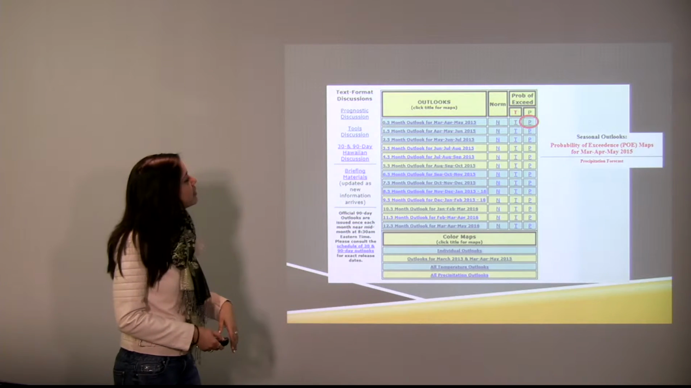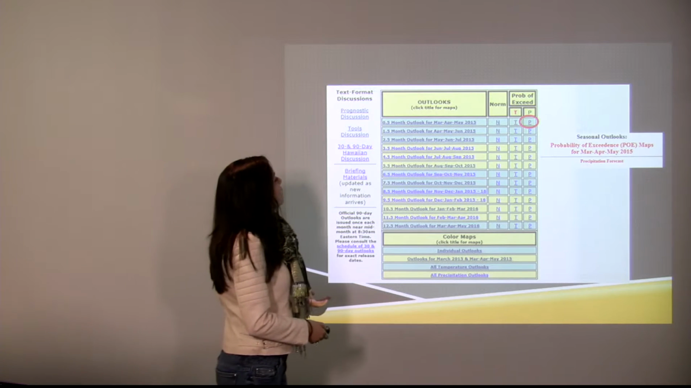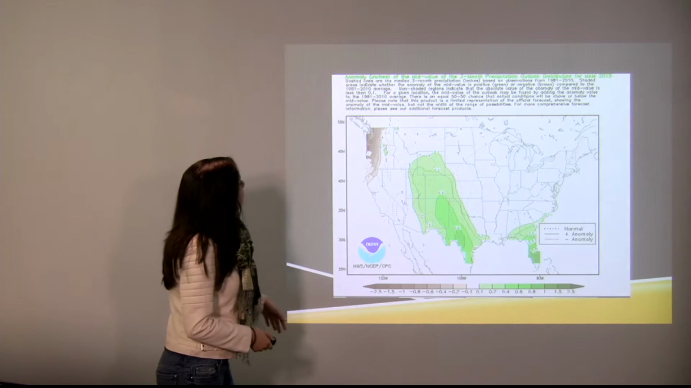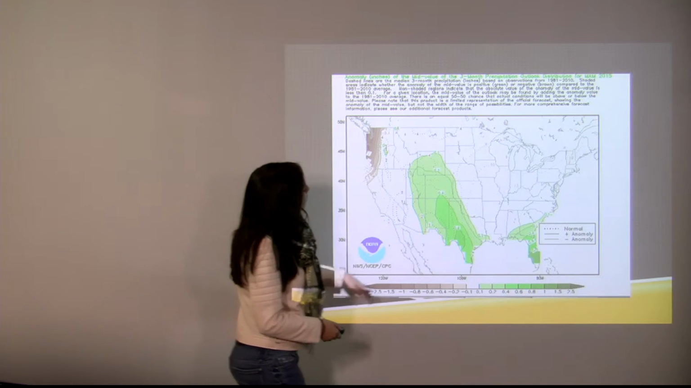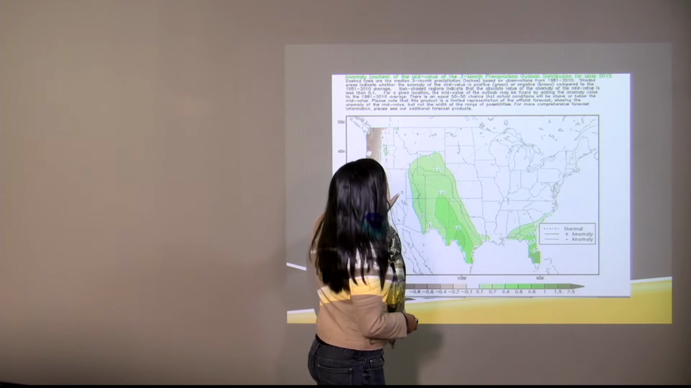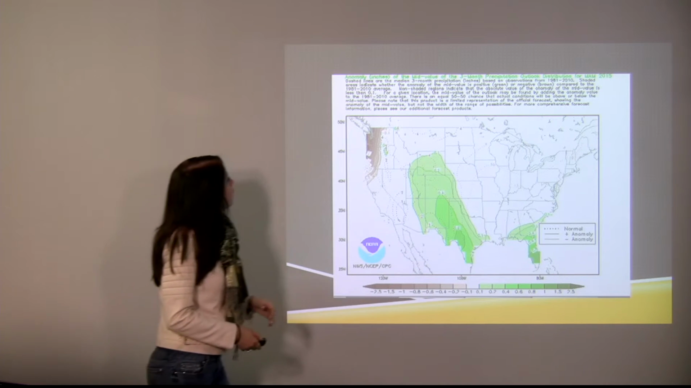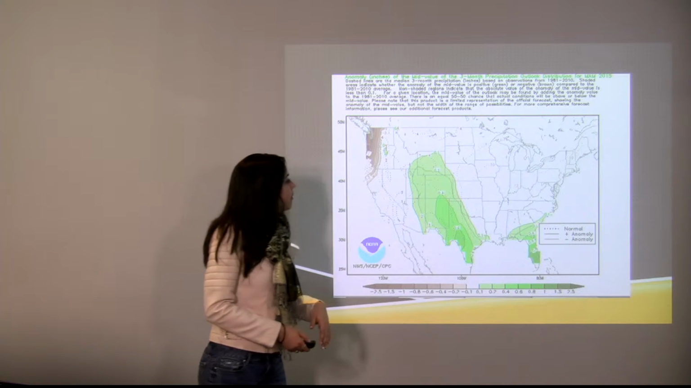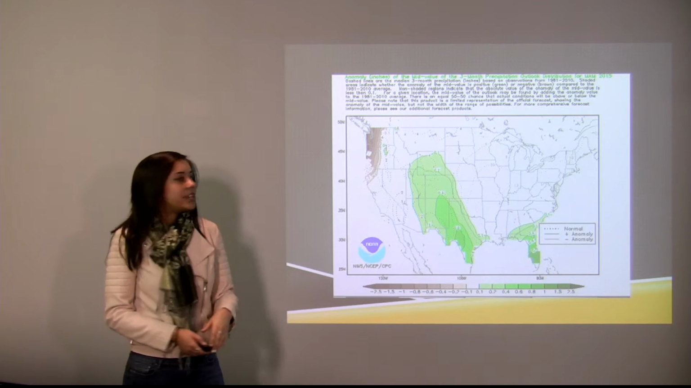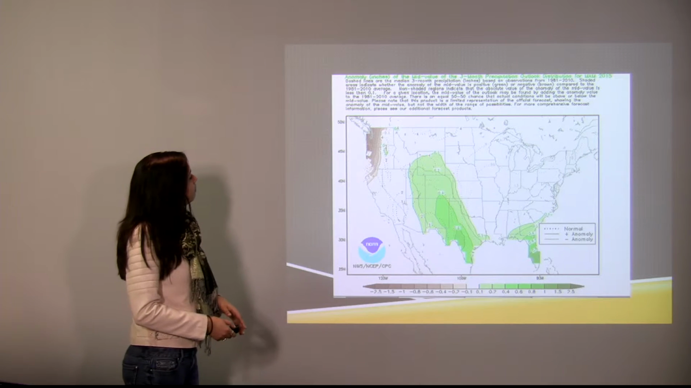So going back to the main screen, again, if you wanted to look at the precipitation instead of the temperature, you're going to get the same thing, but just for precipitation. So again, these dashed lines and just the white is going to be the normal precipitation in inches, and the green will be above normal for precipitation, and the brown will be below normal for precipitation.